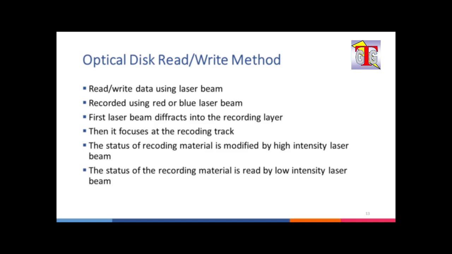Now let's discuss the read-write method of optical discs. Optical discs read and write data using laser beams. Some optical discs are recorded using red laser beams, and some other optical discs are recorded using blue laser beams. The laser beam is diffracted into the recording layer of the optical disc. It is then focused at the recording track. The status of the recording material at the recording layer is modified by high intensity laser beams, and the status of the recording material is read by low intensity laser beams.